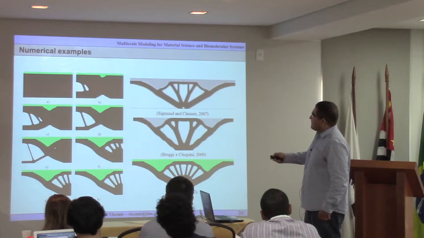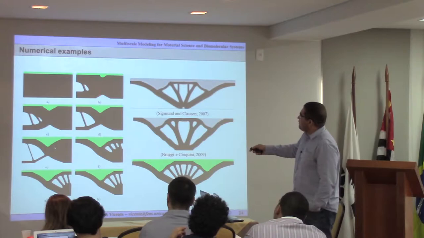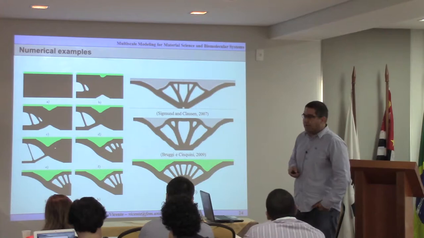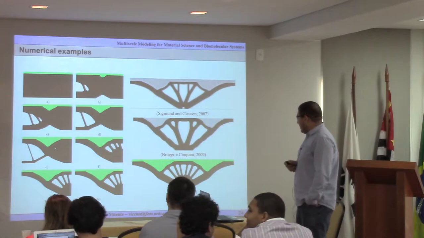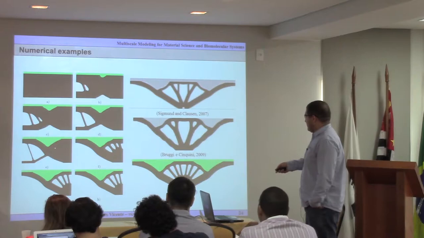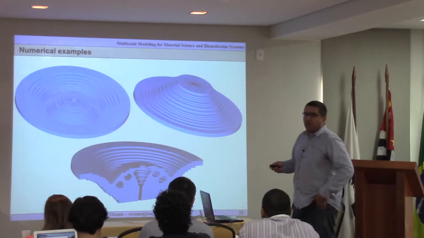Then we start removing material of our design domain. As you can see, the interface between the domains is changing. And for the final design domain, we can see that the interface is very different. And that will be how our piston head looks. Here we have some examples in the literature and the example that we have found. And that's a 3D approximation of that same example.